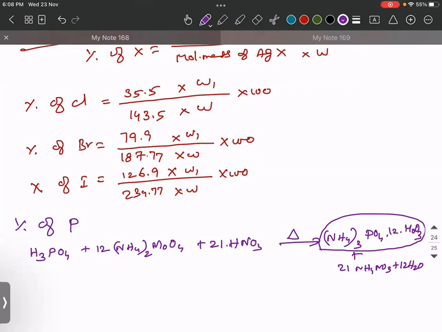Now, percentage of phosphorus equals... the atomic weight of phosphorus in phosphate is 62. The atomic weight of phosphorus is 30. When it combines with PO4, it becomes 62.